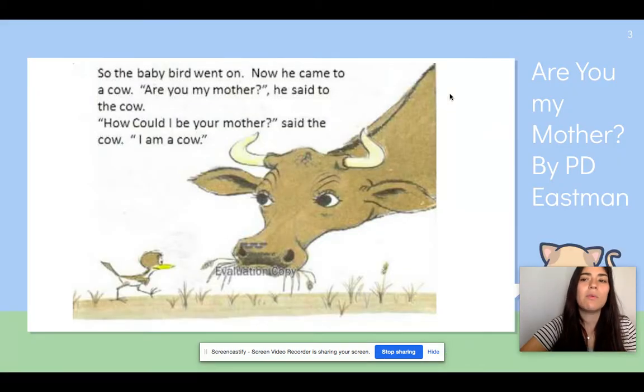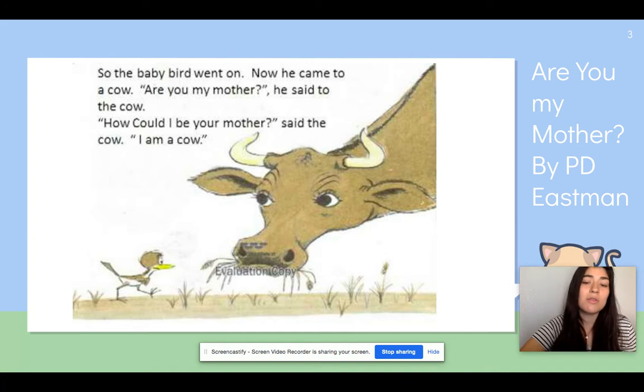Now, yesterday we read Are You My Mother by P.D. Eastman, and I'm going to go over one of the pages that we read. Again, so the bird went on. Now he came to a cow. "Are you my mother?" he said to the cow. "How can I be your mother?" said the cow. "I am a cow." The baby bird was looking for his mom and came across a lot of animals.